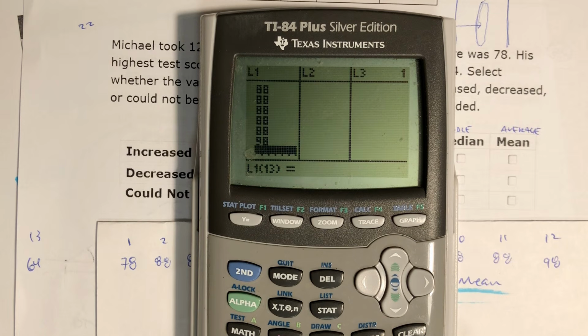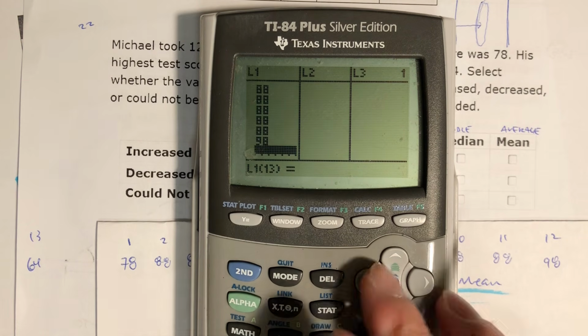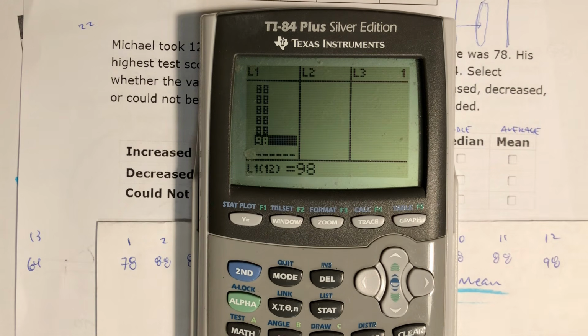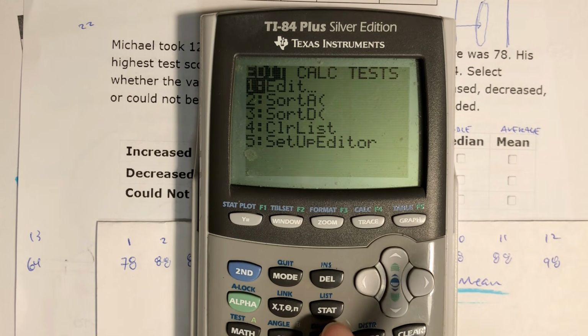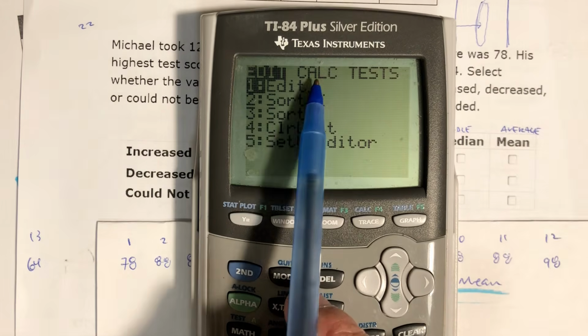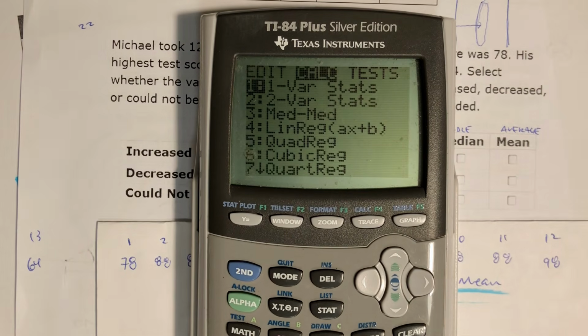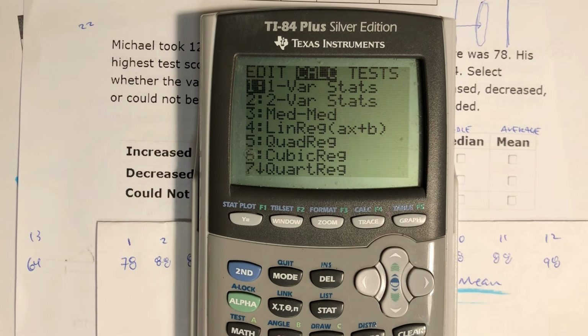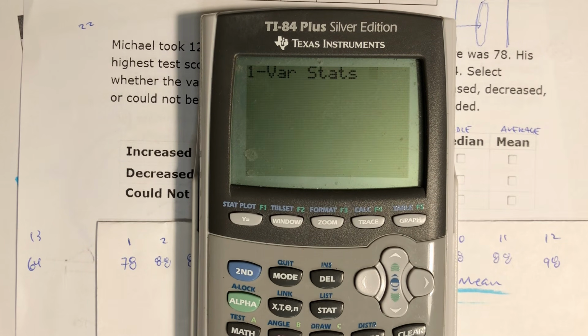Now that I have that number in there, this is just the first 12 numbers, right? Because the 12th test is 98. And then I'm going to press stat, move over to calc, so press right. And then I just want one var stat, so you can press enter. That pops up on your calculator. If you have a newer TI-84CE, it'll say frequency, just keep pressing enter, enter, enter to calculate.